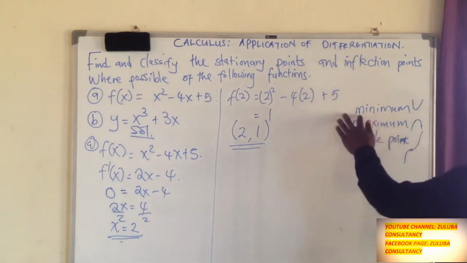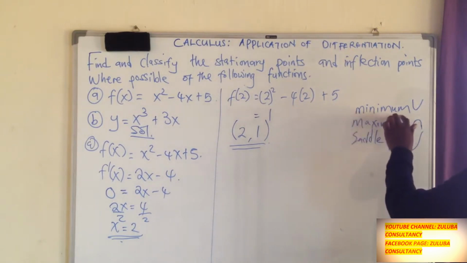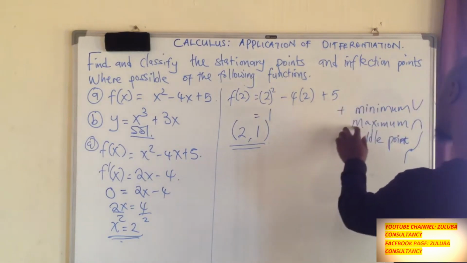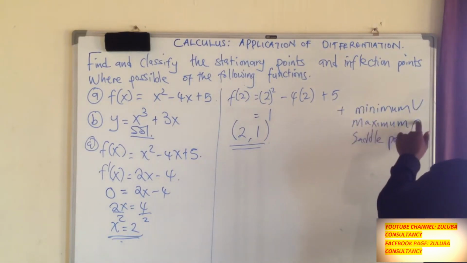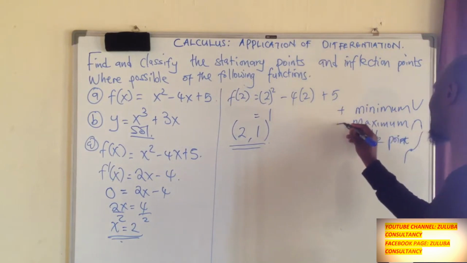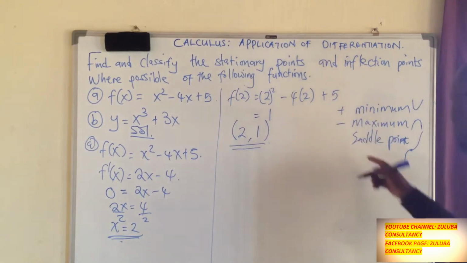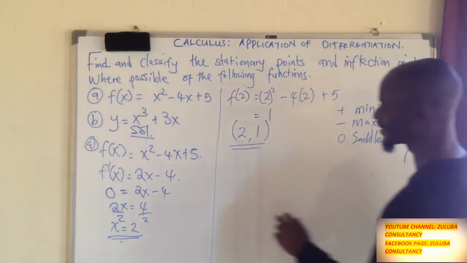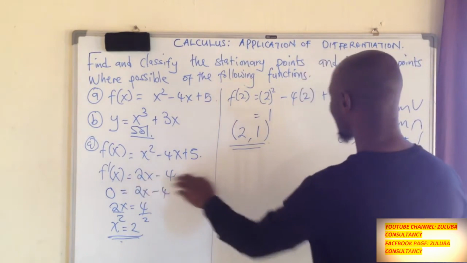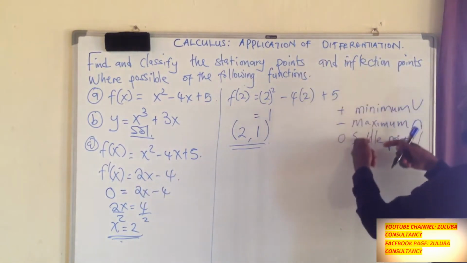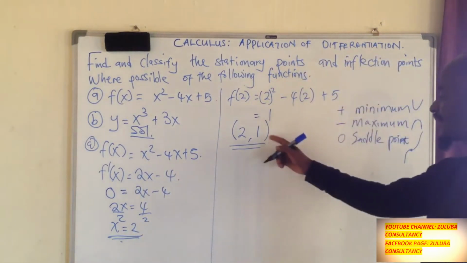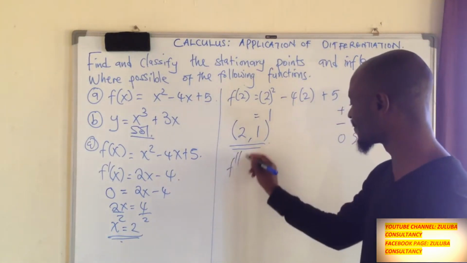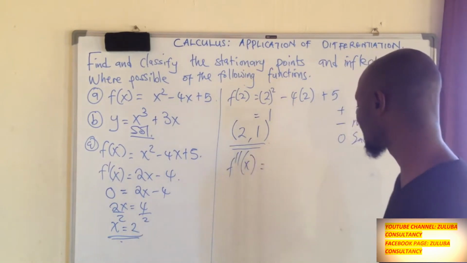Now, we have the minimum when the second order derivative is positive. If it is a maximum turning point like this one, the second order derivative should be negative. If it is a saddle point, we get 0. So now we have to find the second order derivative for us to classify this turning point. So f double prime with respect to x is equal to 2.